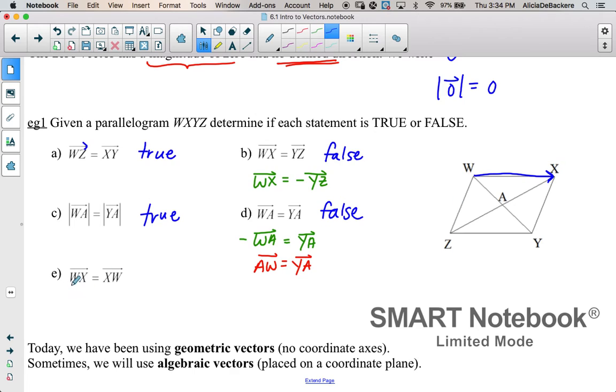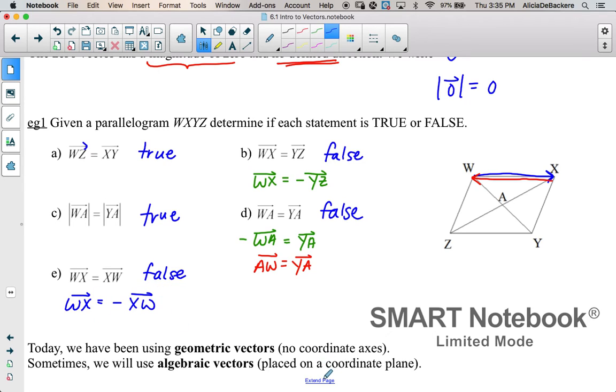All right, our last example, we're going from W to X. So the head is at X, and then we're saying that that's the same or equal to starting at X and going to W. And this is not true. These vectors have equal magnitude and equal position, but they do not have equal direction. So they are not equal vectors. I need to have equal magnitude and equal direction. So this guy is also false. And again, I can correct it in a variety of ways, and putting a negative in front of one of my vectors is going to be the quickest way to correct that.